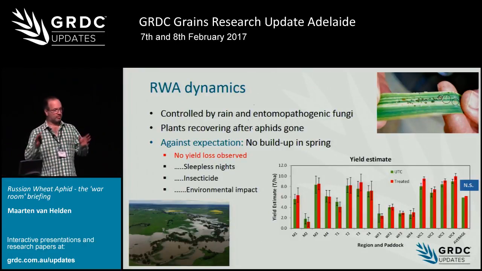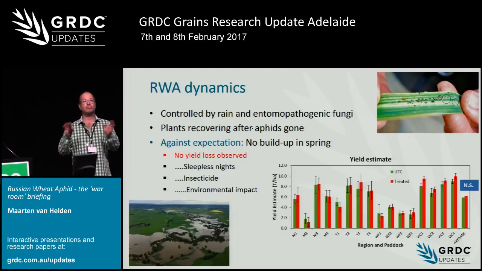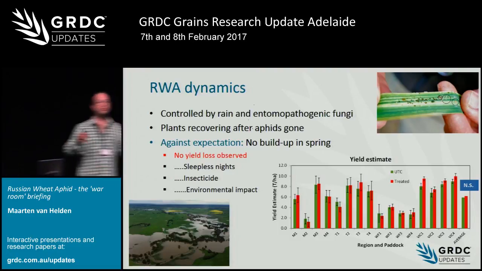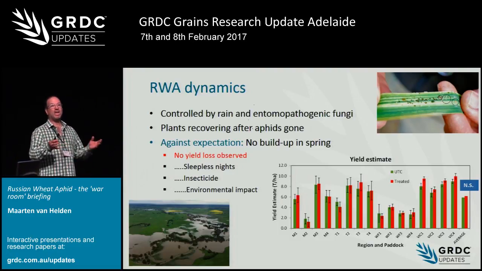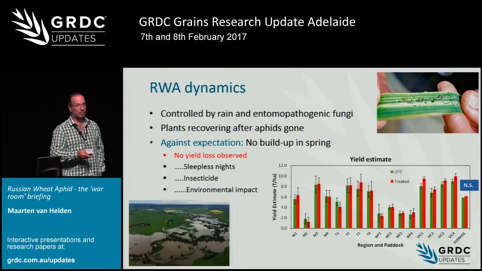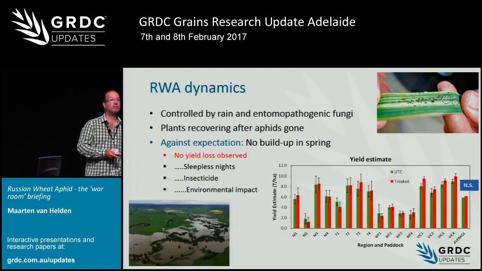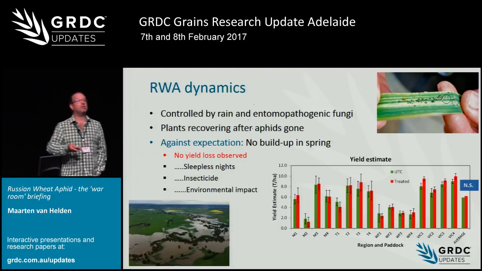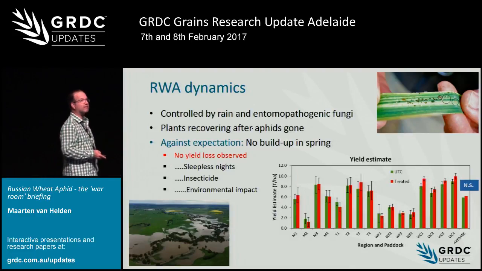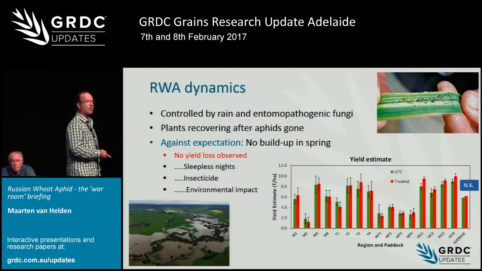The aphids were controlled by the fungi. The plants recovered very well. They just grew through it, so that was no problem anymore. We had no spring buildup of the aphids. In our 12 paddocks, we could not find a significant yield loss. So basically, most of the economic loss was pesticide use, which is unfortunate because maybe now that we are living a bit later, we are sure that it was probably not even necessary in many cases, but I can understand it for a farmer with the uncertainty that he would spray an insecticide just to be sure that his crop would not be destroyed.